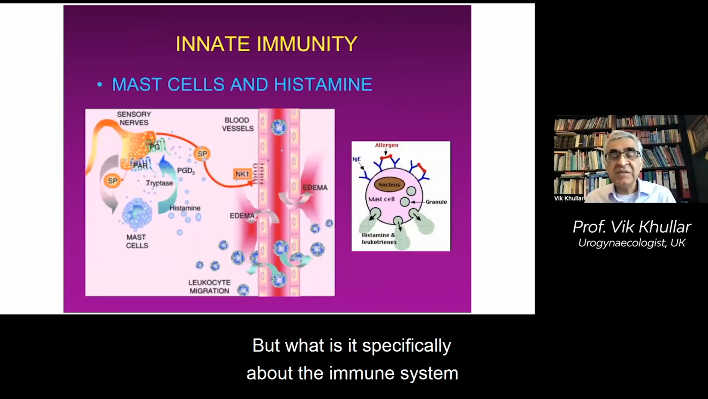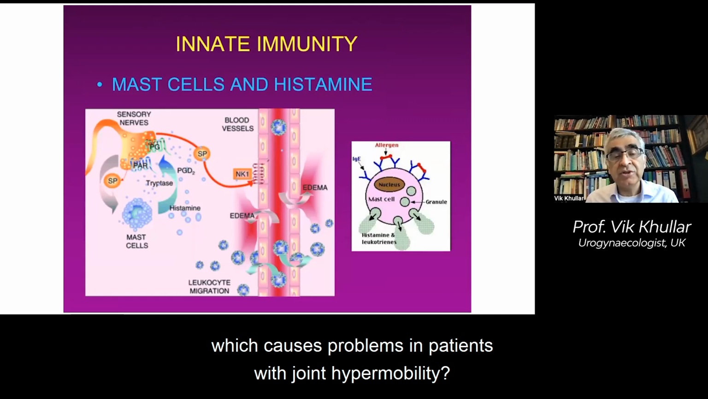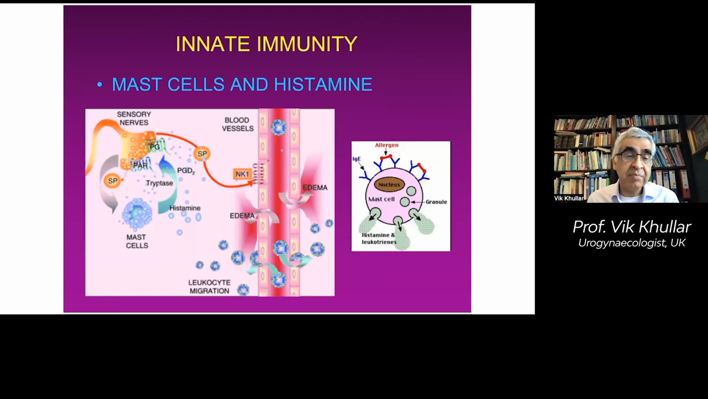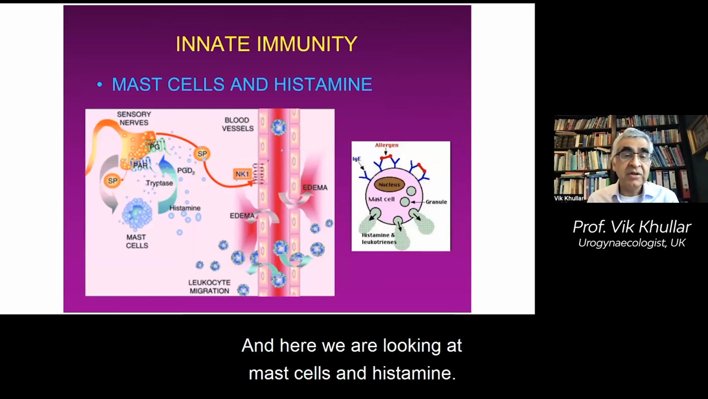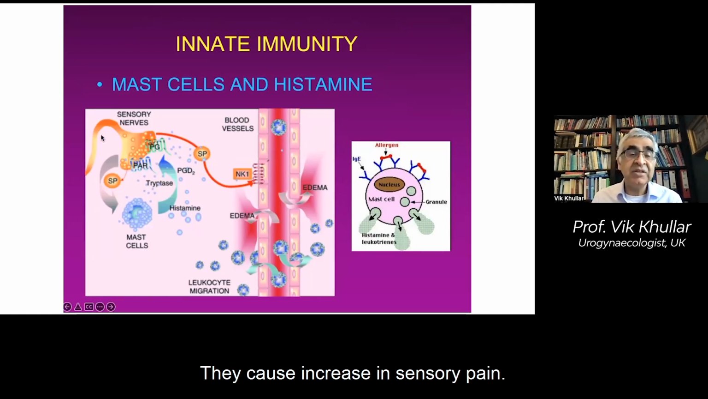But what is it specifically about the immune system which causes problems in patients with joint hypermobility? And here we are looking at mast cells and histamine. Mast cells contain up to 30 different chemicals. They cause increase in sensory pain. They cause inflammation, edema, and leukocyte migration into the tissues.